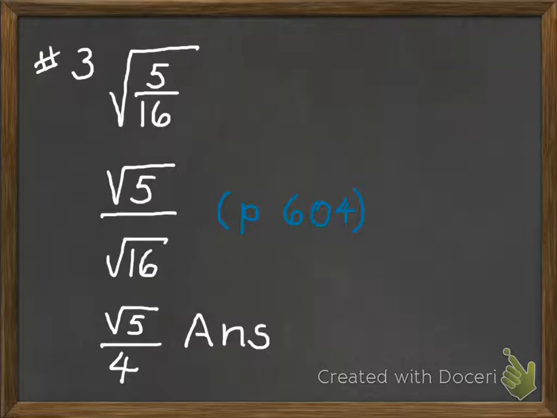Since 5 is not a perfect square, we can't simplify it anymore. So we leave it as the square root of 5. And then the square root of 16, 16 is a perfect square because 4 times 4 is 16. So the square root of 16 is 4. So the square root of 5 over 4 is our answer.